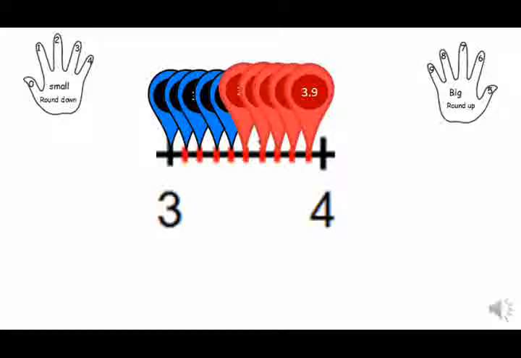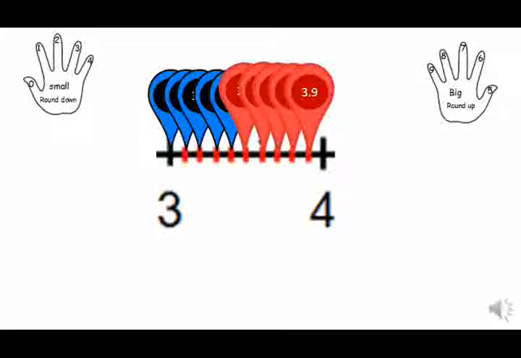If we have 3.9, we round up to 4. It is closer to 4. 3.8, round up. 3.7, 3.6. Now 3.5 is in the middle. We will round up to 4.